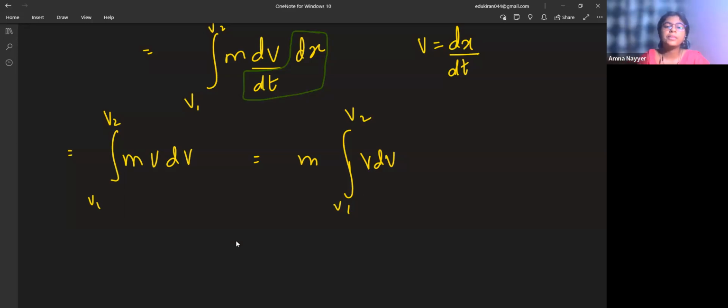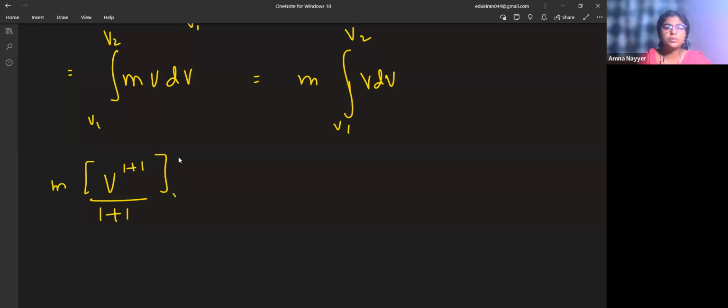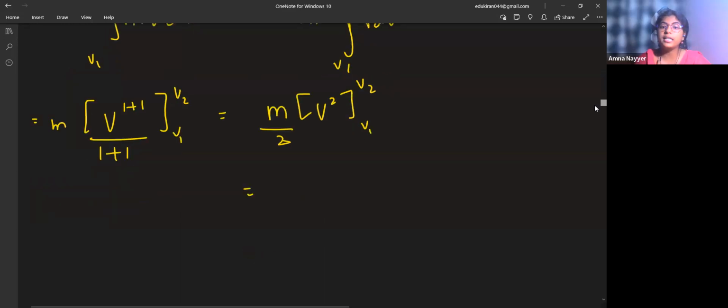So mass is constant. Now coming to the integration, v has power 1. So how do we integrate it? The power is 1, so this becomes 1 plus 1. And whatever power now becomes, bring it in the denominator, right? Mass was already there. Now the limits were from v1 to v2. So this became m, this became by 2, this is v square, integrating it from v1 to v2. So what is the final formula which we are integrating? What is the work done?